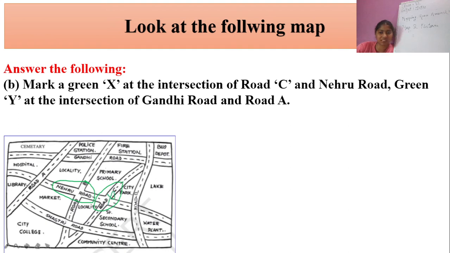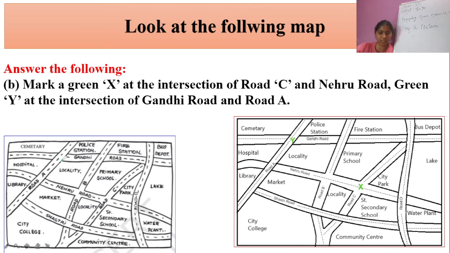And for the intersection of the Gandhi Road and Road A, so here we get. So let's see the answer. Yes, so this is our answer: X for the intersection, and Y for the Gandhi Road and Road A. So that way you will do this answer.